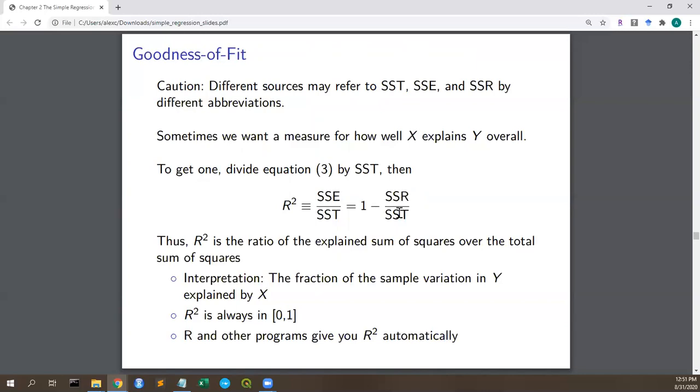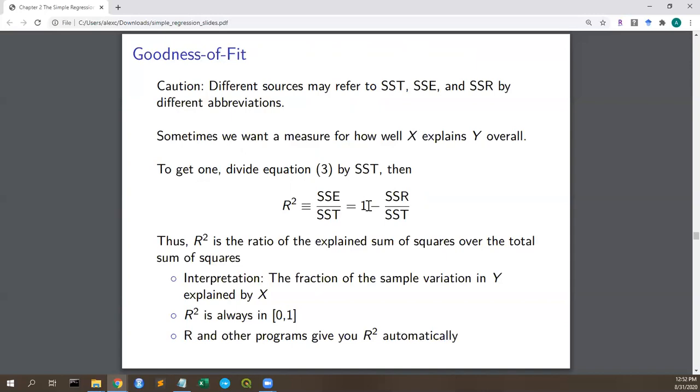Or what we can do is we can do 1 minus the sum of squares for the residuals divided by total, right? So we can either do it this way or this way because they're equivalent. If you add this value and this value, you'll get 1. So the R squared is going to be, the interpretation is the fraction or the percent of the sample variation in y that you can explain using x.